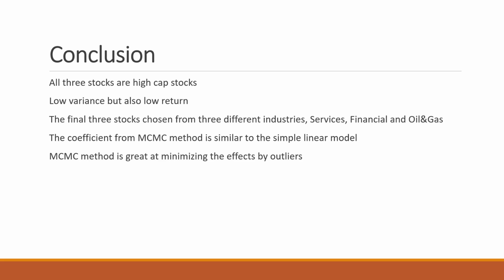Although the MCMC method calculates similar parameter values to the simple linear model, the reason is that the three stocks chosen fit the linear model very well already. The MCMC method is very good at eliminating the effect of outliers. So if we use all 18 stocks, the MCMC method will be much more accurate. However, the parameter calculations will be much harder.